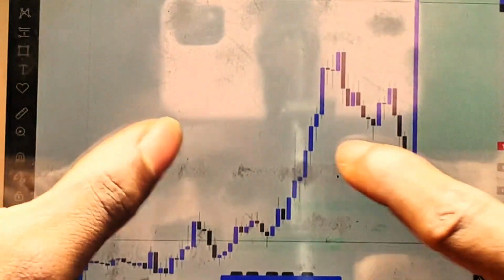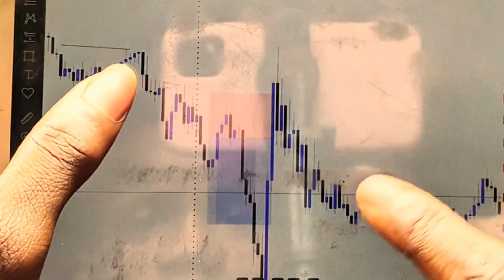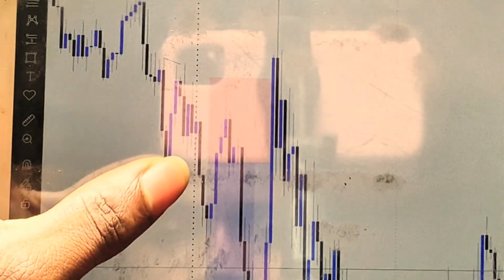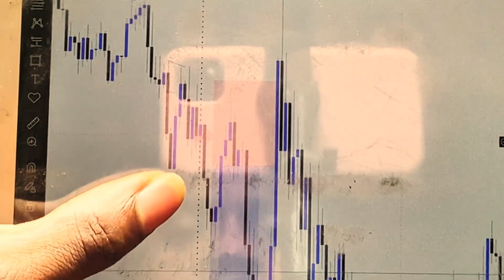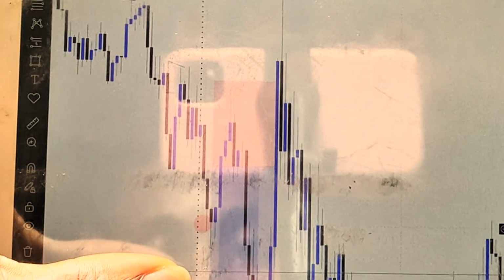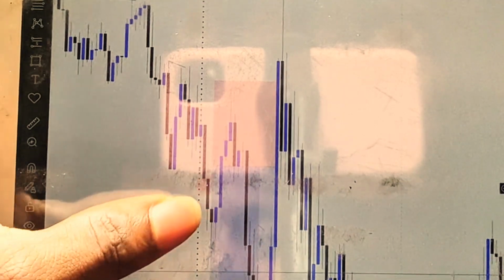Then I go to my 15-minute time frame to look for entries, and you can see I took my first trade right around this area. The trade went a little bit in my direction, hitting my 1 hour level, and then I got stopped out at break even.